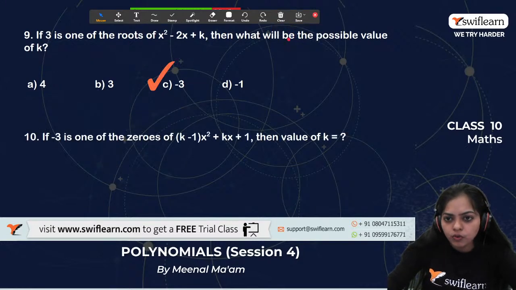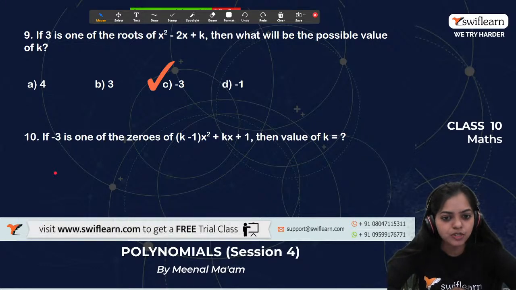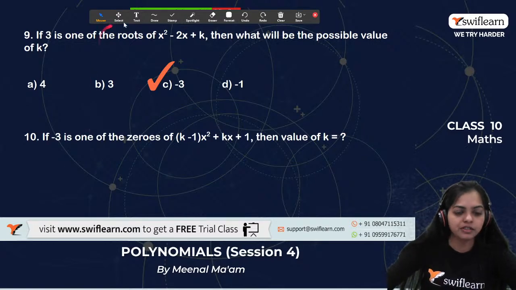Okay, let's have a look over the next question, and here is question number 10. If minus 3 is one of the zeroes of (k minus 1)x square plus kx plus 1, then the value of k will be what? This is the question.